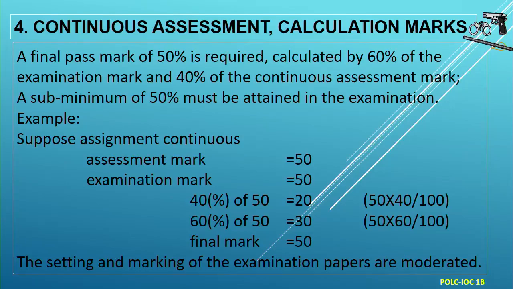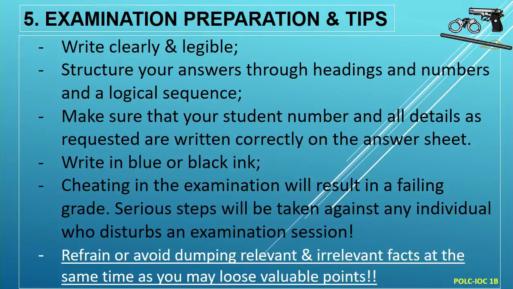Suppose your assessment mark is 50 and your examination mark is 50. 40% of 50 equals 20, which is calculated as 50 times 40 divided by 100. The same goes for the 60%: 60% of 50 equals 30. So in the end, your final mark will be 50. All examination papers and markings are moderated.